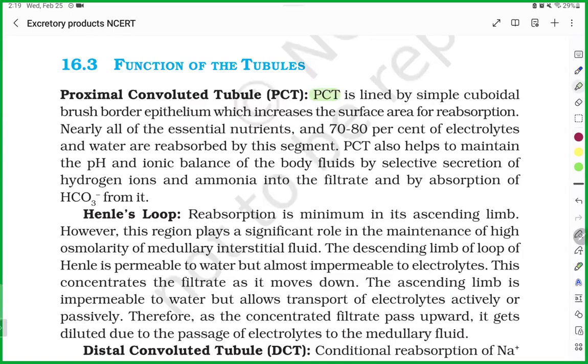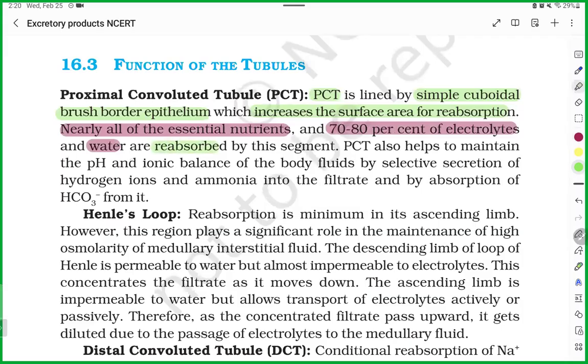That's why there will be simple cuboidal brush border epithelium. As the name suggests, cuboidal layer with brush border means increased surface area. Due to this increase in surface area, there will be more absorption of nutrients because the majority of things are reabsorbed. As mentioned, nearly all important nutrients, and 70 to 80% of electrolytes and water, are reabsorbed.